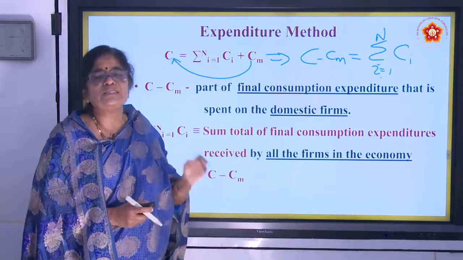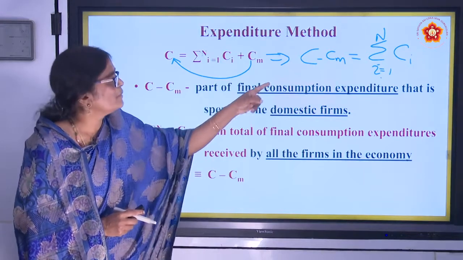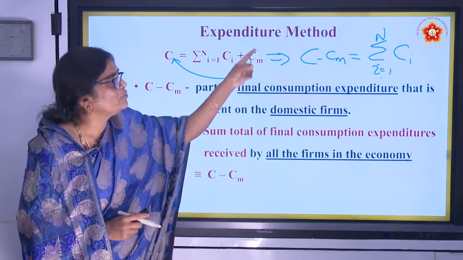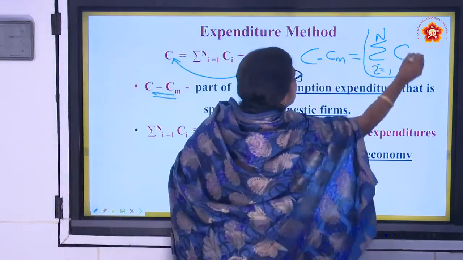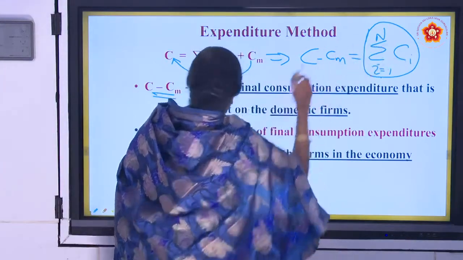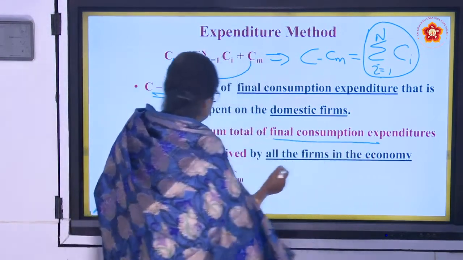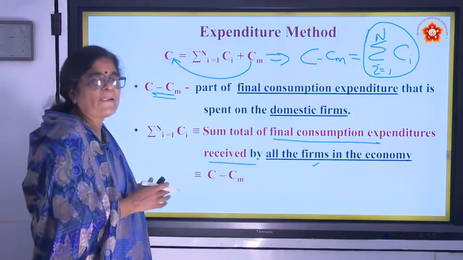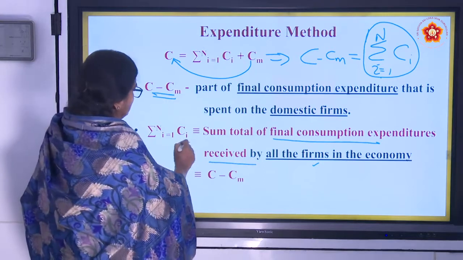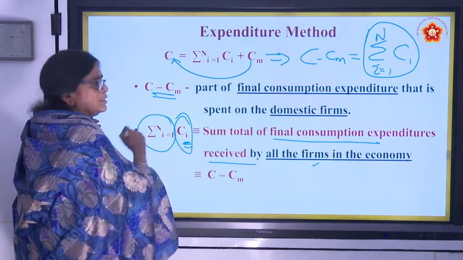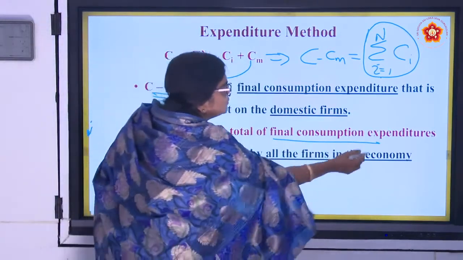When i is equal to 1 to N, you should always remember, N indicates the number of firms in the domestic economy. We denote by the sum that we are summing up all the firms. Therefore, C minus CM gives us the part of the final expenditure on domestic firms, given by the summation of Ci from i equal to 1 to N. Whatever the expenditure on domestic firms is, it is nothing but the sum total of final consumption expenditure received by all the firms in the economy, Ci being the consumption expenditure received by firm i.